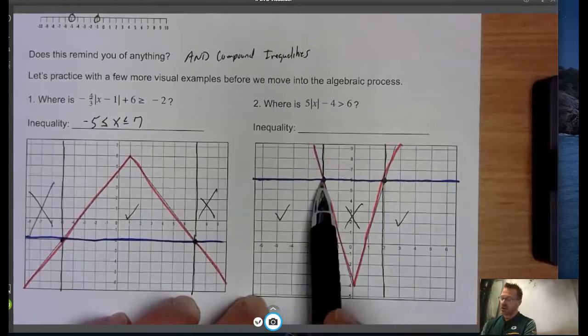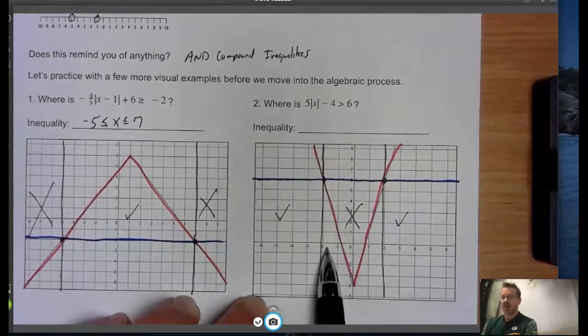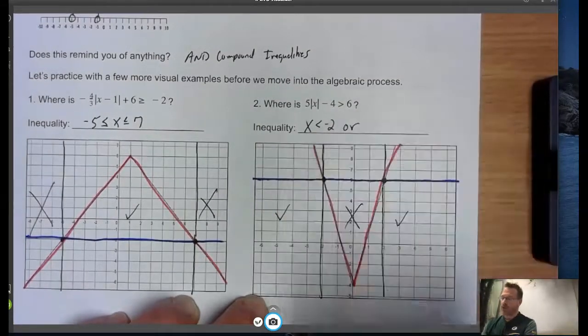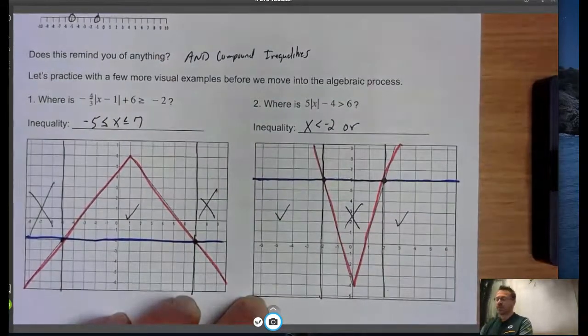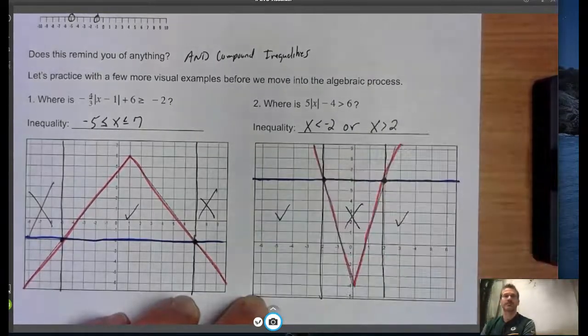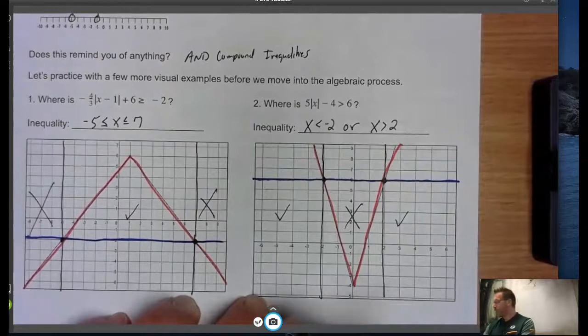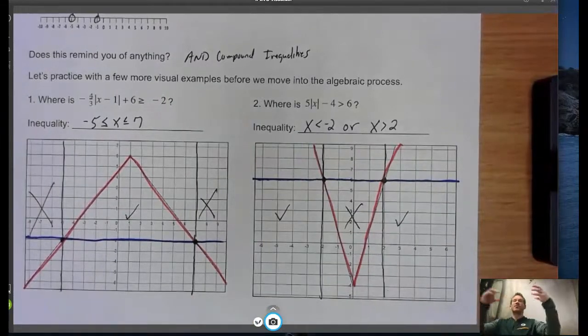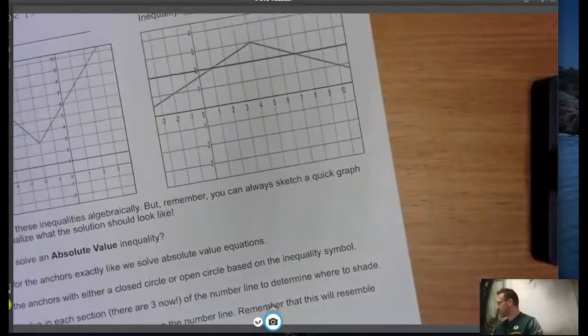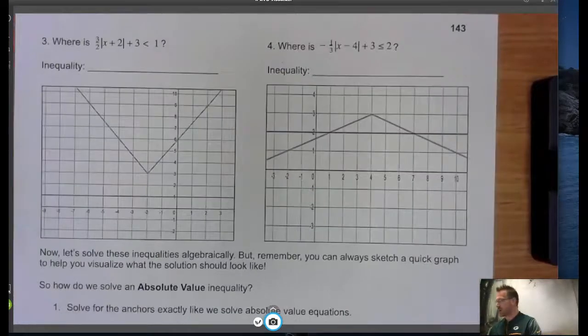And notice this is everything to the left of -2. So that would be x is less than -2, or we can jump over here to the right side and we can pick any value that is greater than 2. So hopefully this is helping you visualize what's going to happen when we solve in just a moment, I should say. Let's do 2 more of those together before we get into some actual equations.